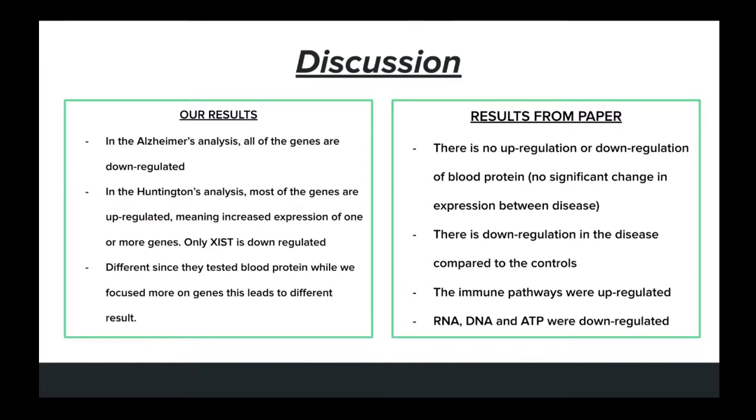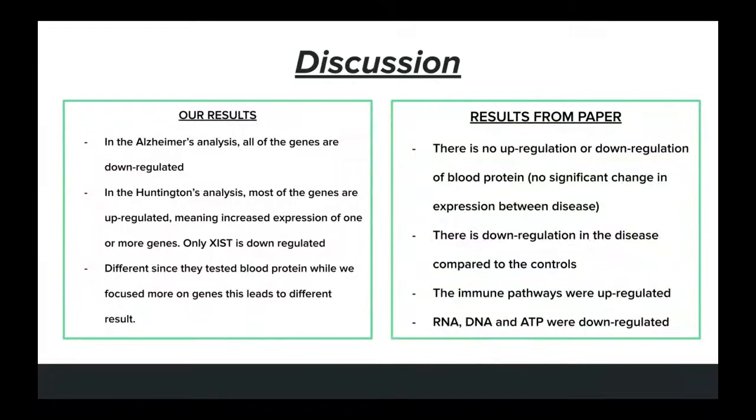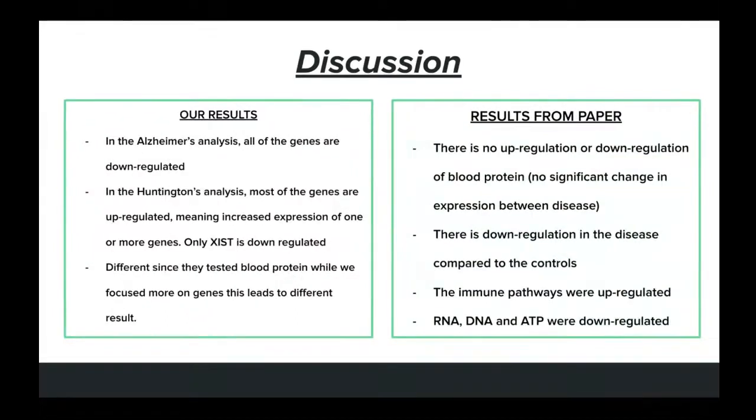In the paper that we read, there is no upregulation or downregulation of protein, no significant change in expression between diseases. There is downregulation in the disease compared to the controls. The immune pathways were upregulated, while RNA, DNA, and ATP were downregulated.